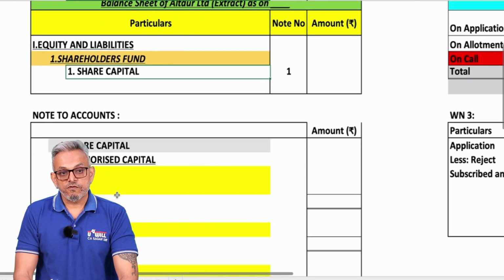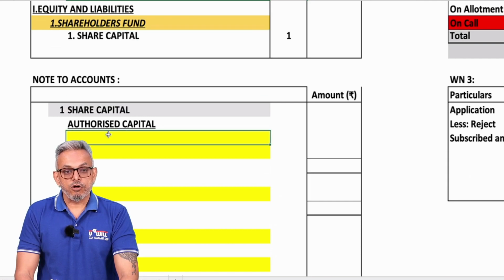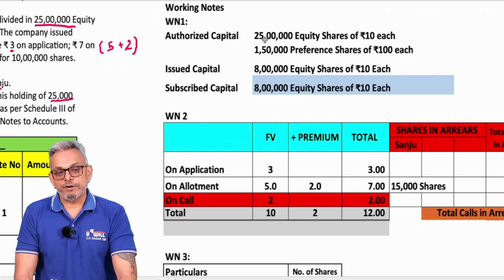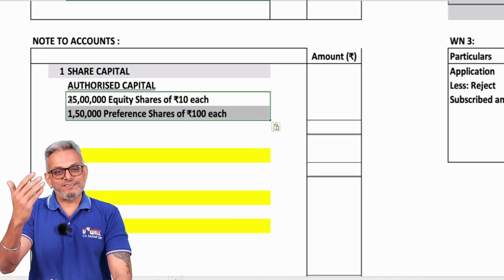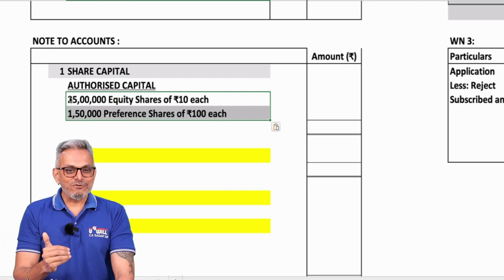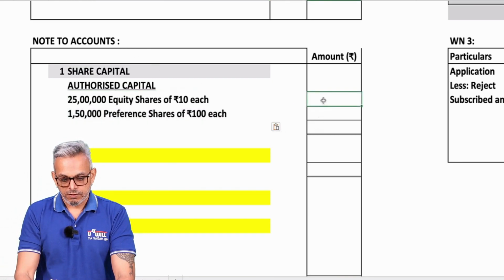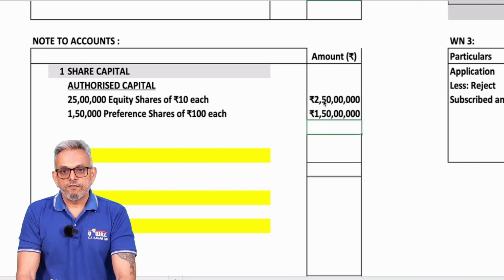Now we go to notes to accounts. Already some of the columns I have pre-filled up. So share capital, authorized capital. Now in authorized capital we have equity and we have preference. So equity, we have 25 lakh equity shares of 10 each and 1,50,000 preference shares of rupees 100 each. So same thing we have to write over here. Now preference shares always have a preference over equity shares, but in notes to accounts we give preference to equity shares. So we write equity shares first and then we write preference shares. We write the amount 2 crore 50 lakhs and 1 crore 50 lakhs. So total 4 crores.